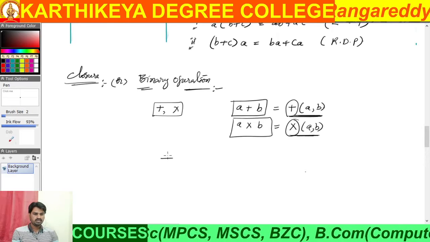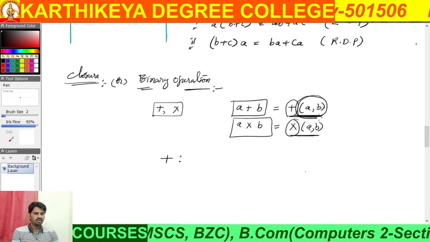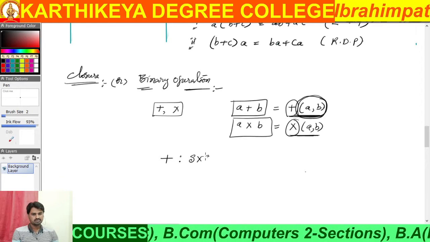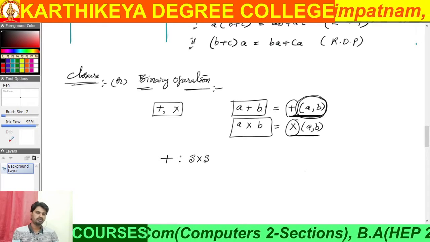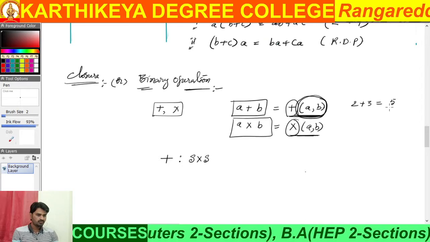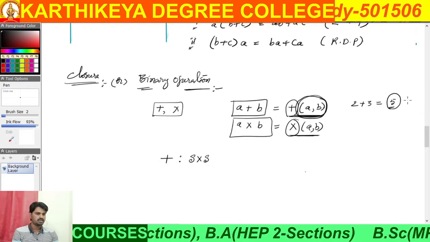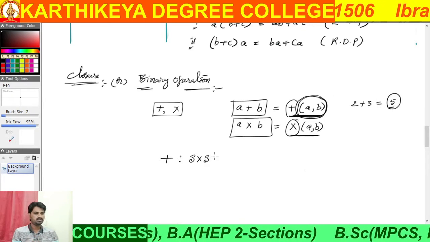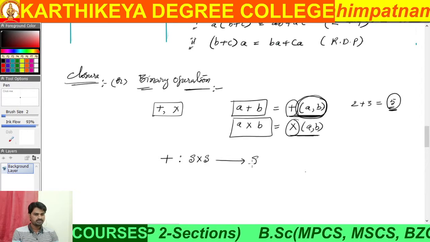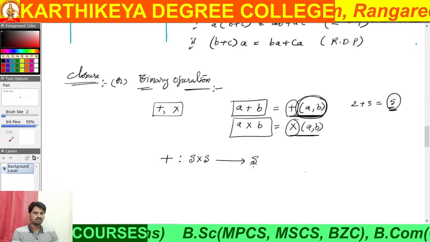That means here plus is a function from the set where you have taken the ordered pair A comma B, that is in the Cartesian product. Suppose S cross S, this is a Cartesian product. If you want to add 2 plus 3, how many answers will you get? Only one answer, that will be 5. 2 plus 3 will always give 5. No other answer will be there. So the output will be only a single element. So that is the operation. So here a binary operation is a mapping from S cross S to S.